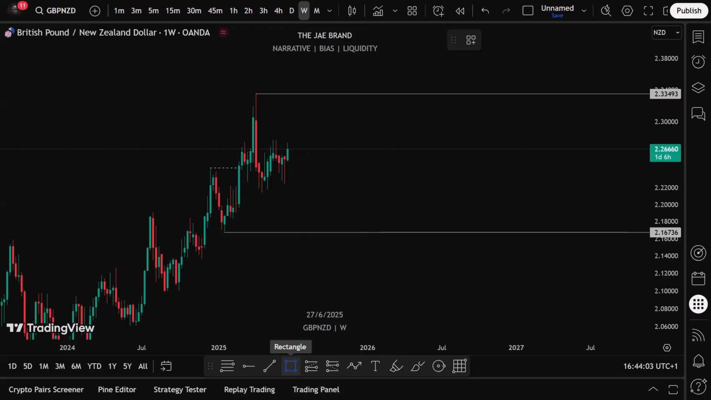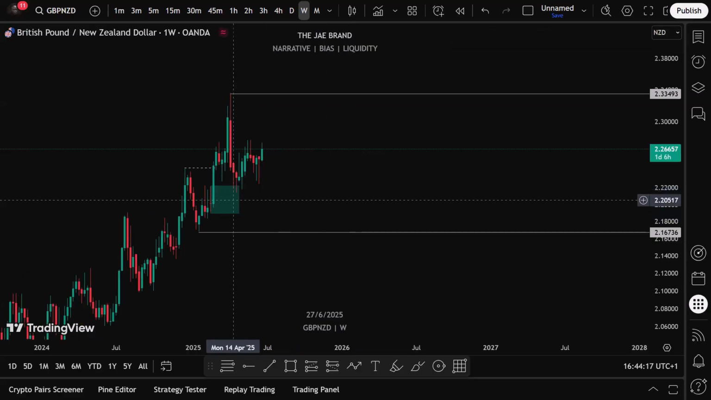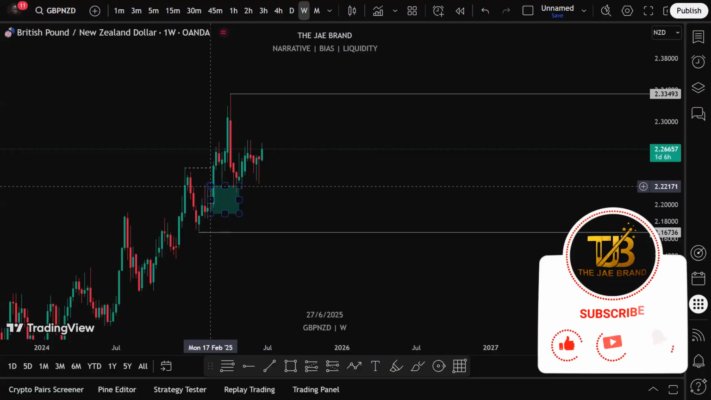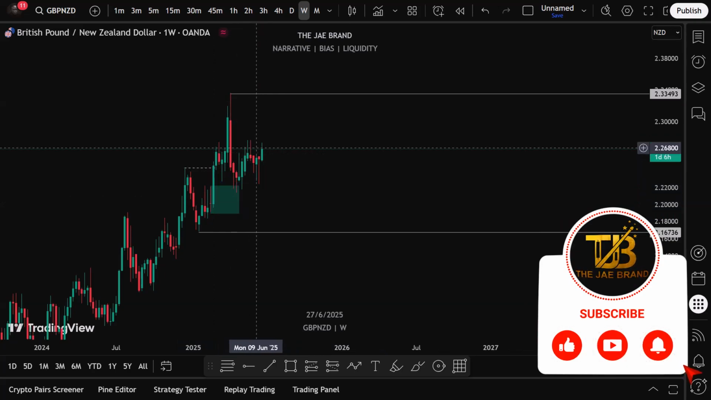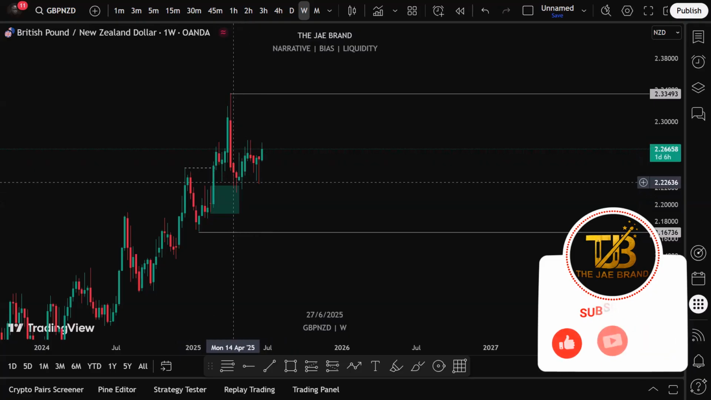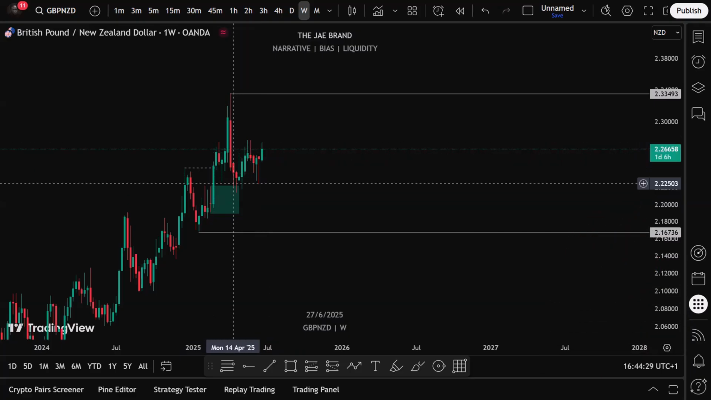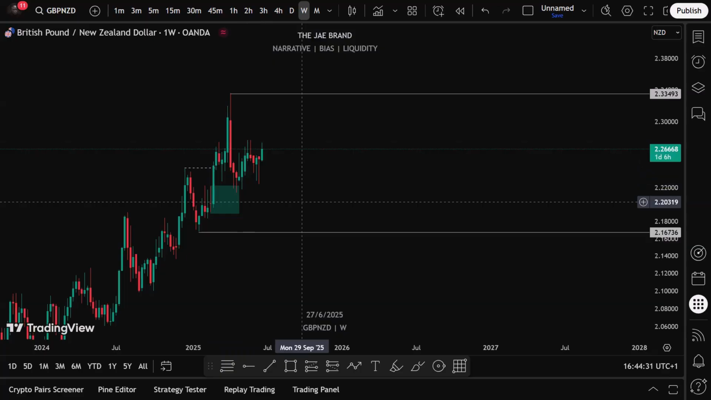Now this is an example of an order block. It's more or less like the primary auxiliary order block. This is an example of an order block. I actually saw this reaction from the weekly time frame, and that got me more interested in scaling down to the lower time frame to see what price is actually doing.